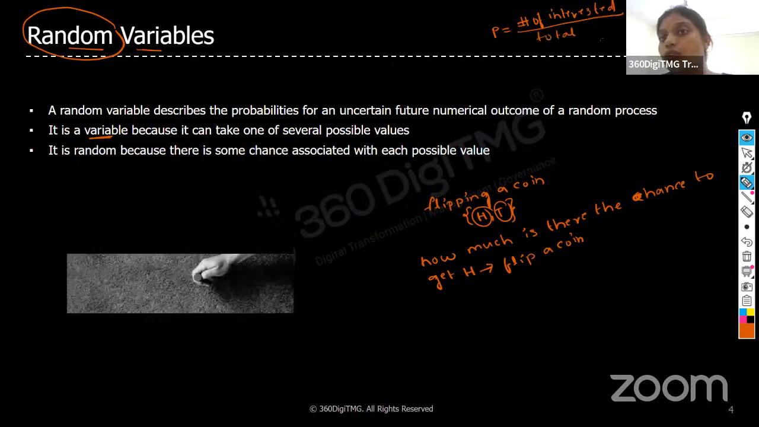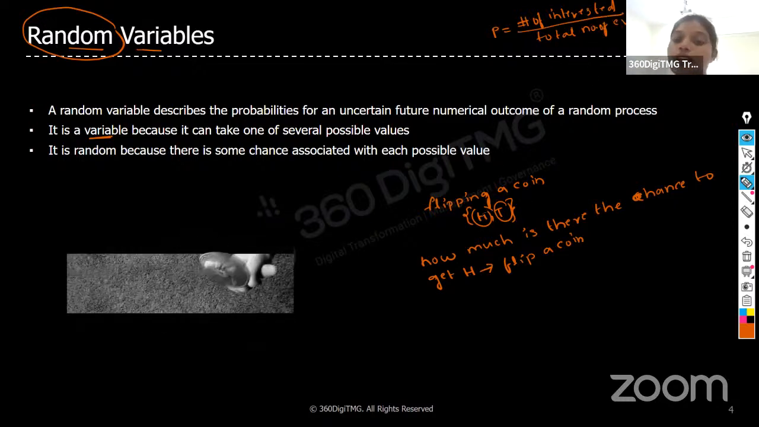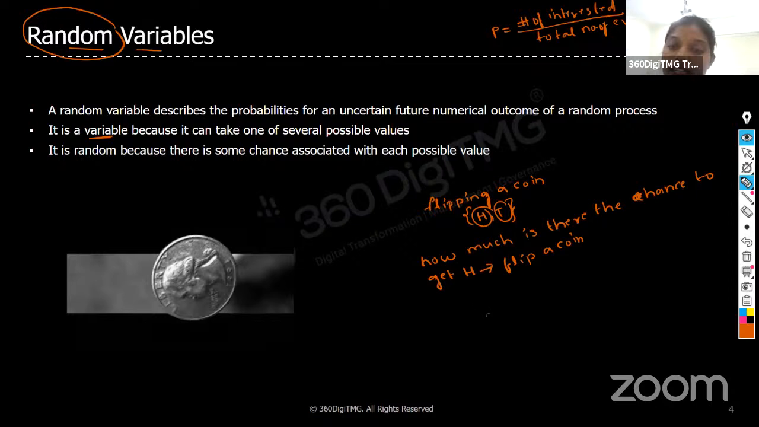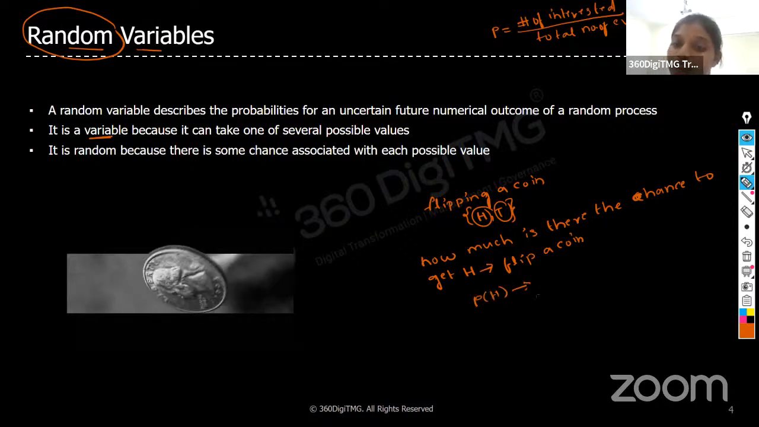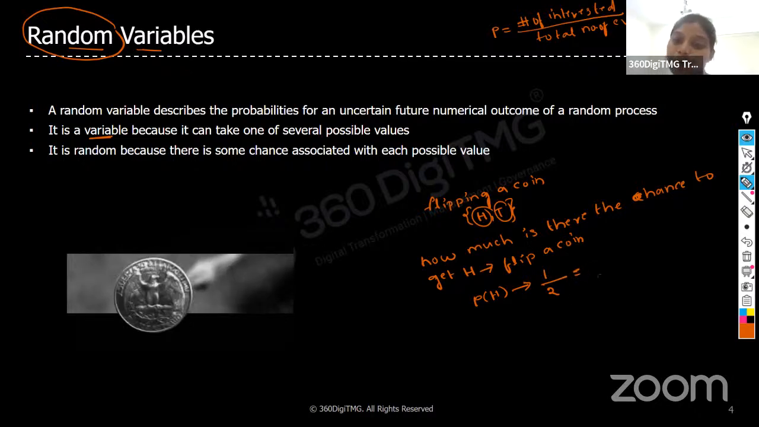You already know about this. I'm writing it for your understanding. Number of interested events by total number of events. So here, in order to calculate the probability of heads, out of 2 total events, heads is present only once. So the probability of heads when you flip a coin is 1/2.